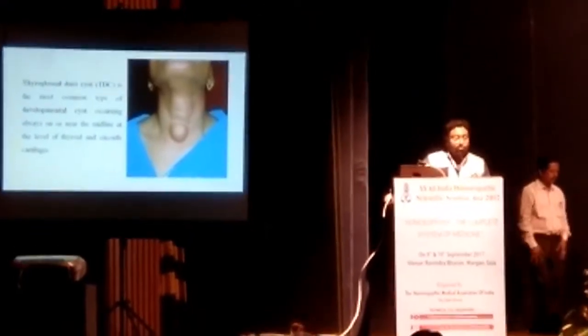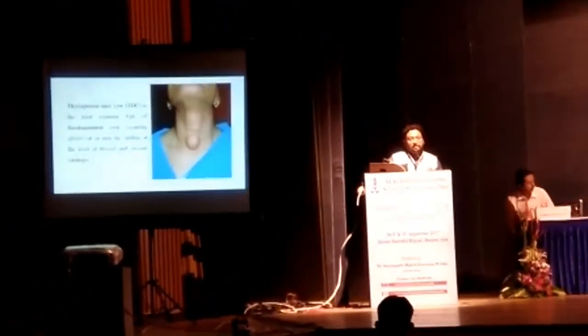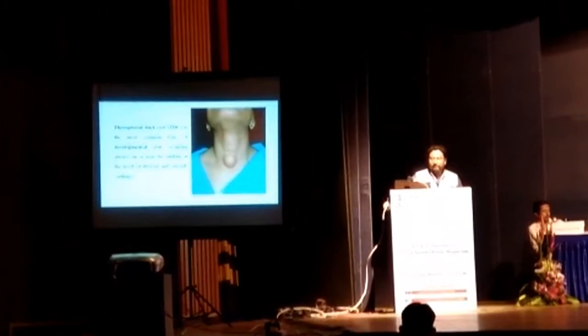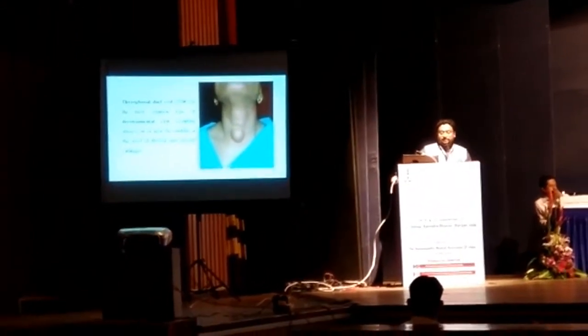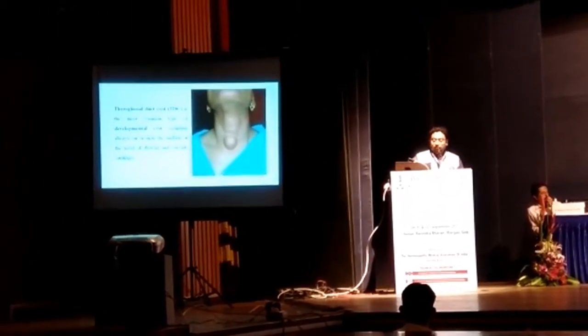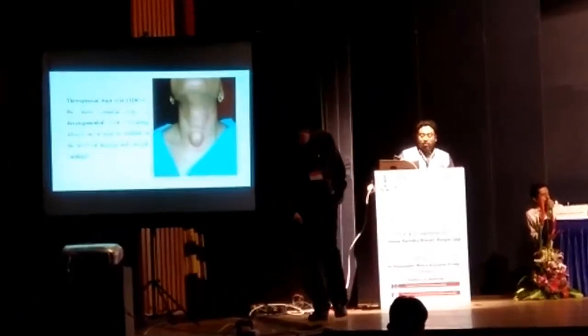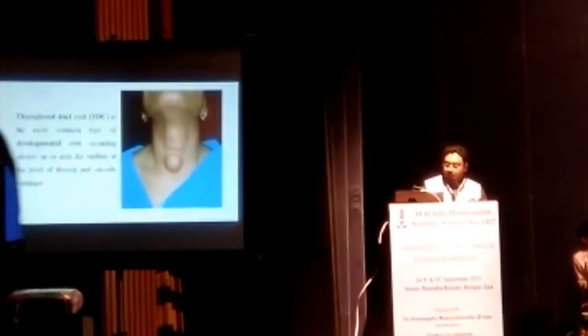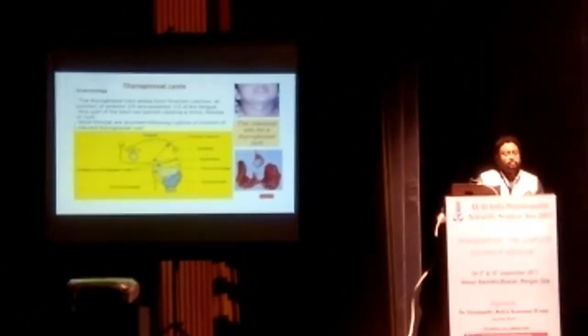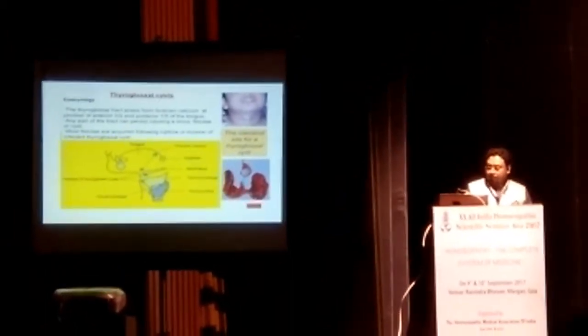This is again not the picture of the patient because when the patient came for the first time I didn't take any pic of the patient. So this is just a pic taken from the internet. Thyroglossal cyst is the most common type of developmental cyst occurring at or near the midline at the level of the thyroid and cricoid cartilages. This is a little bit regarding the embryology which you can get in any books or internet. I'm not going through it.